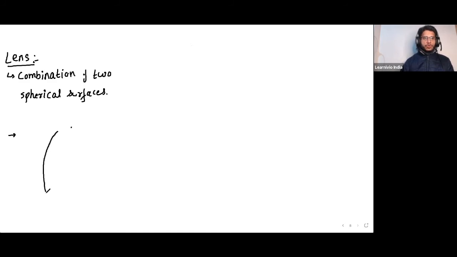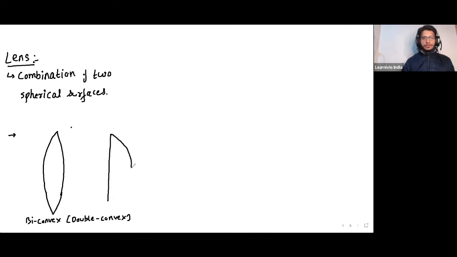Say you have two convex surfaces. If both the surfaces are convex, we call this a biconvex or double convex lens. Next, you take one plane surface and then a convex surface. One plane and one convex surface, we call this a plano-convex lens.